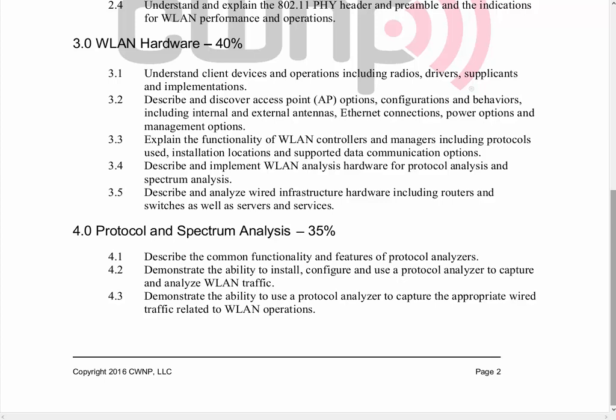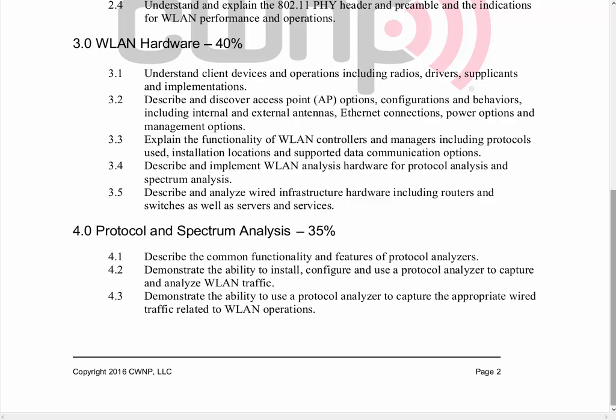And then demonstrate the ability to install, configure, and use a protocol analyzer to capture and analyze wireless LAN traffic. So unlike CWNA, where it's just understanding what a protocol analyzer does, you actually need to be able to use one if you're going to be a certified wireless analysis professional and if you're going to troubleshoot wireless LANs. So you need to know how to install it and then capture and then also analyze the traffic using features of analyzers like color coding, filtering, these types of things.